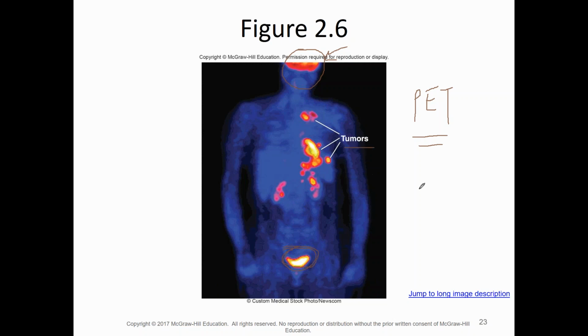Why is that? Well, cancerous cells have very high metabolism. They gobble up a lot of sugar, and as they gobble up a lot of sugar, they also take in a lot of this radioisotope and they wind up glowing.